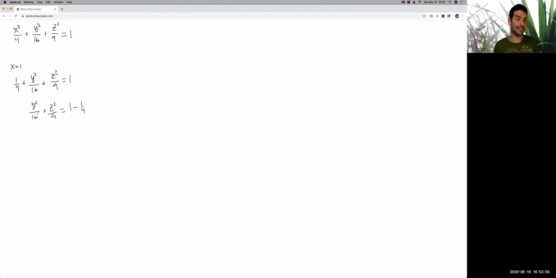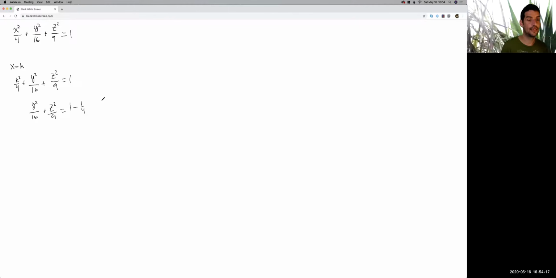You might recognize this as an equation for an ellipse, right? To put it in traditional form, we'd have to do a little more work, but this is pretty close to knowing that this is going to be an ellipse. And in fact, let's generalize this a little bit. Instead of saying x equals 1, let's just use k to be any constant. Then we get this: for any constant value of x, y squared over 16 plus z squared over 9 is equal to 1 minus k squared over 4.